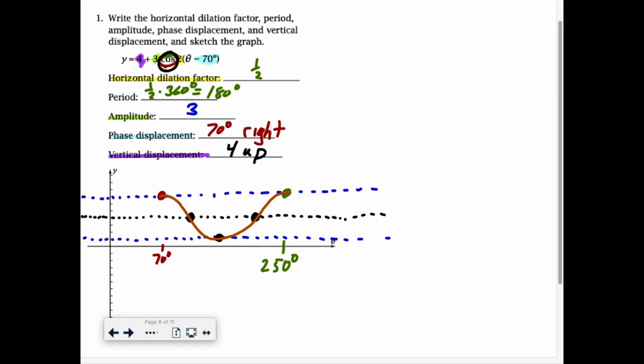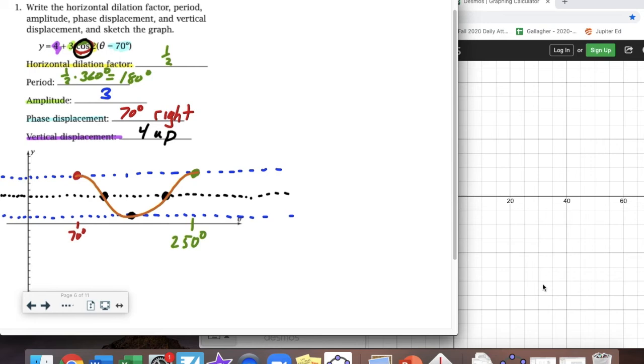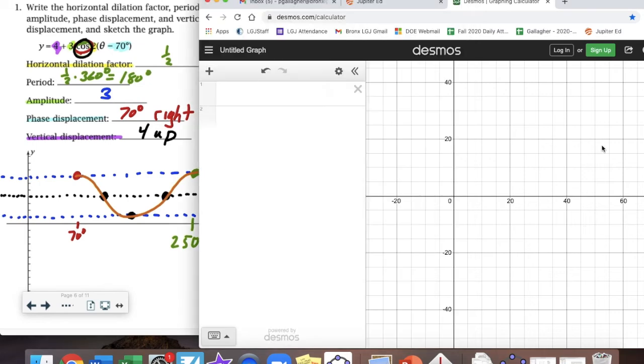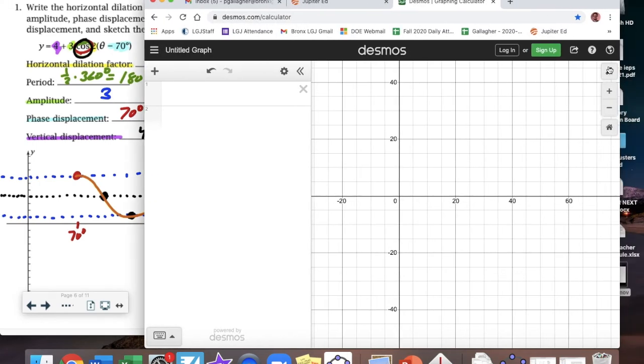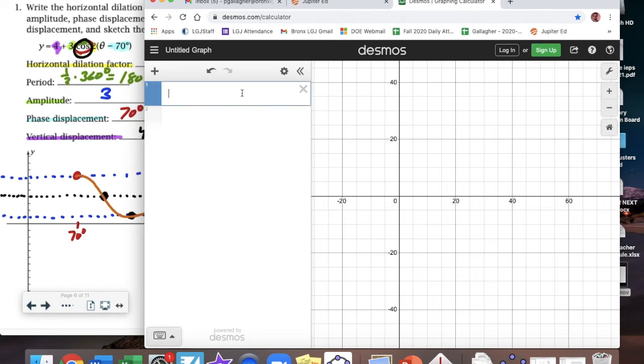Now, let's check how we would do it and just check our work with the calculator on Desmos. We're going to plug in this equation into Desmos right over here, and we're going to see if we're good to go. Now, here's the important thing when you're plugging into Desmos. Before you even begin, go over here to the graph settings, go down to the bottom, click degrees. It's in radians to begin with. We're not graphing in radians yet. So, just going to plug it in.